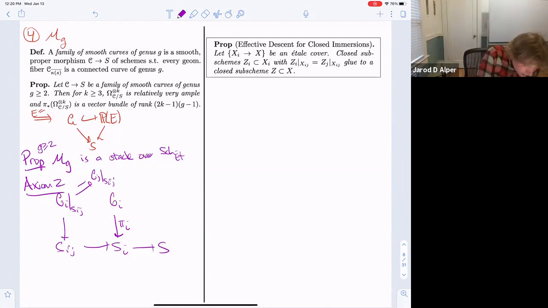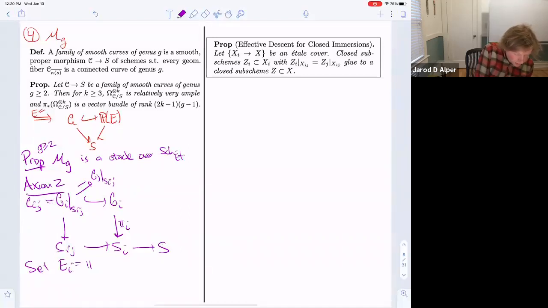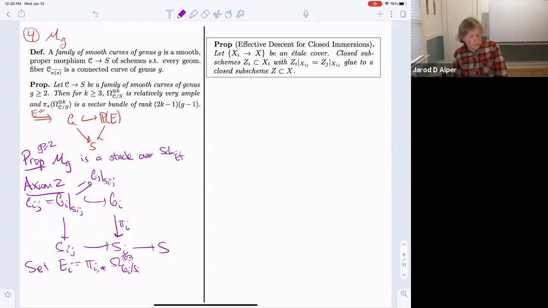And let's just maybe call this one Cij for convenience. And let's set Ei to be the pushforward under pi_i of the relative canonical. Well, let's take the third power. And so this gives us a vector bundle Ei over Si.